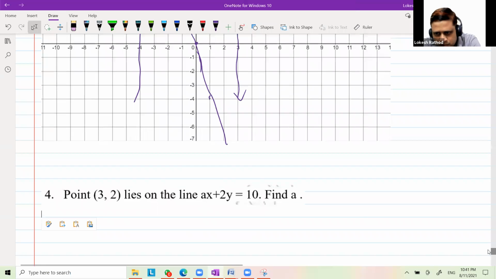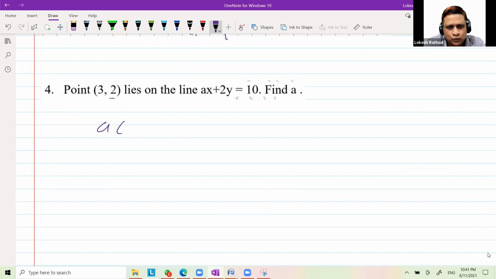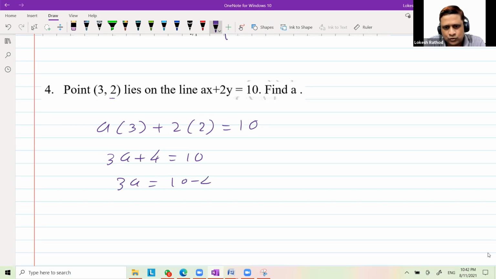Fine. Point (3, 2) lies on this line. It means in place of x you put 3, in place of y you put 2. Correct. So if I do that, what do I get? In place of x you put 3, in place of y you put 2, and that's equal to 10. So that is 3a plus 4 equal to 10. 3a equals 10 minus 4. That's 3a equal to 6, or a is equal to 6 over 3. That is 2. Okay, so we have got this. Correct.